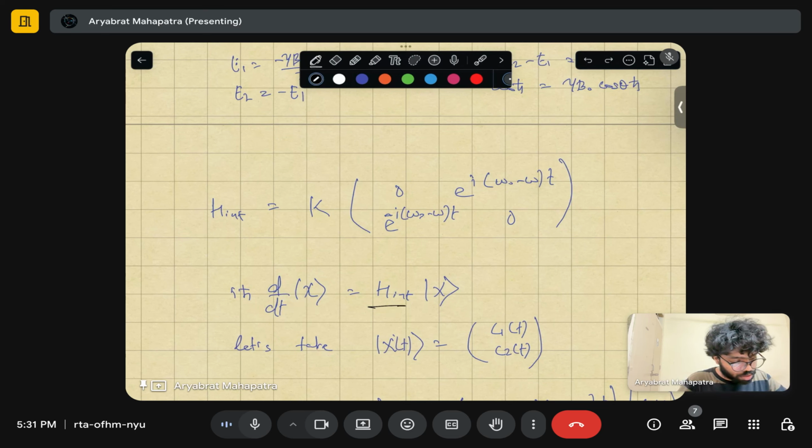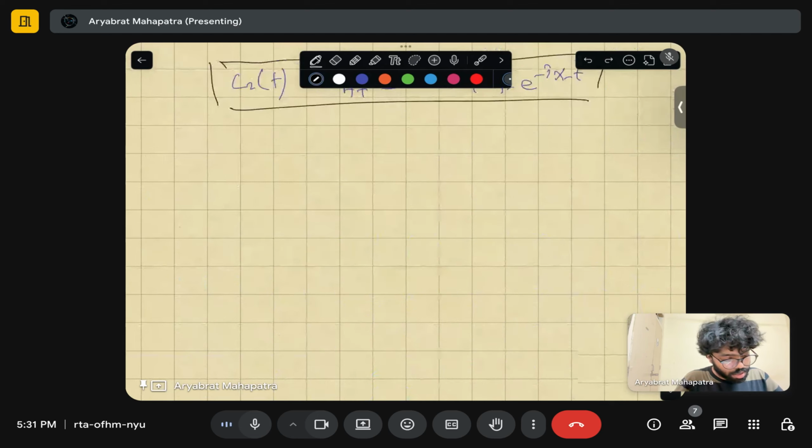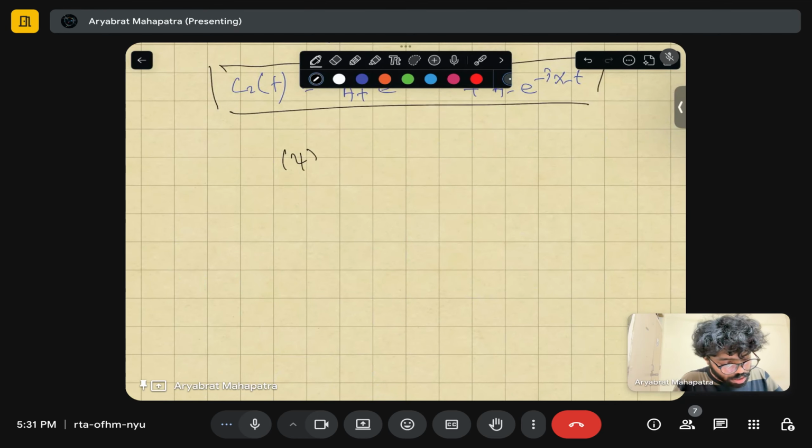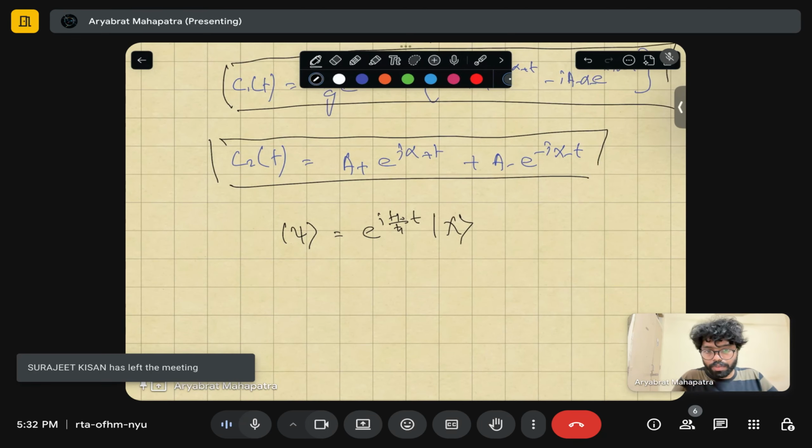And now, to calculate psi, at the beginning we said psi is something exponential I h0. This is your time independent part, multiplied with chi. Basically, it is operating with chi. So this is your time independent part.